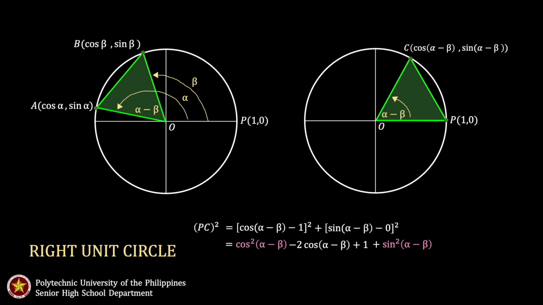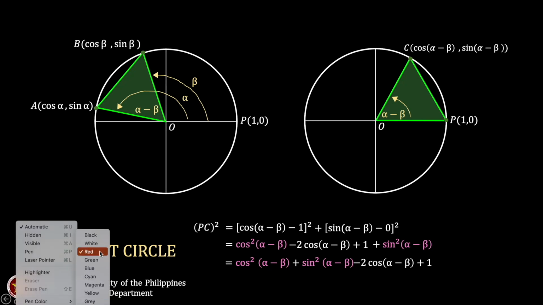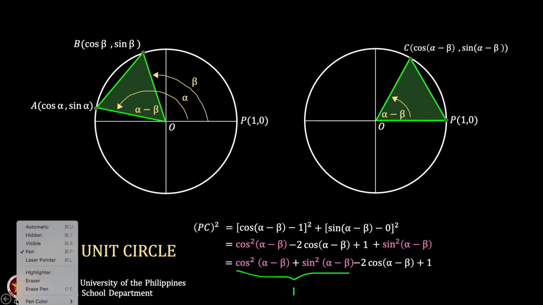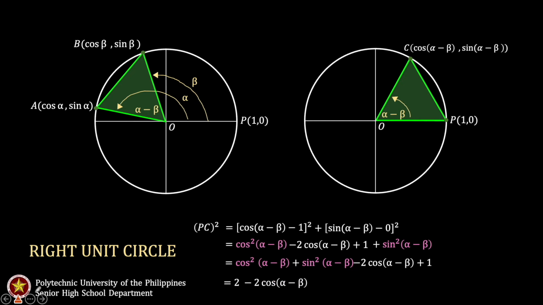Combining similar terms, we will obtain cosine squared of alpha minus beta plus sine squared of alpha minus beta, minus 2 cosine of alpha minus beta plus 1. We all know from trigonometric identity that this expression is equal to 1, right? 1 plus 1 is 2. Then we attach the negative 2 cosine of alpha minus beta. We will have 2 minus 2 cosine of alpha minus beta, and we call this equation double star.